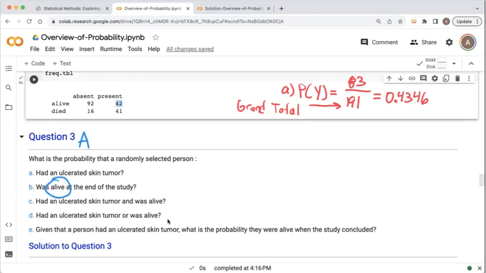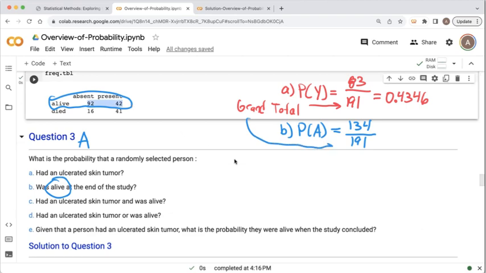In part B, we want to calculate the probability that a person was alive at the end of the study. So if we denote A as the event that the person was alive, then P of A would be the total of people that were alive. So that's the 92 plus the 42, for 134. And we divide that by the 191 people, the total in the study. And that gives us P of A is 0.7016.